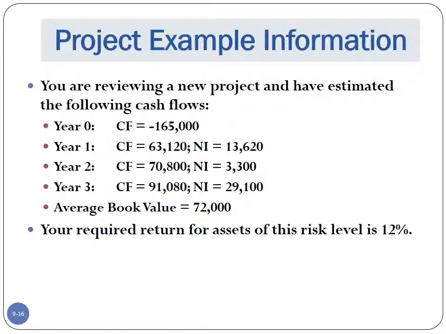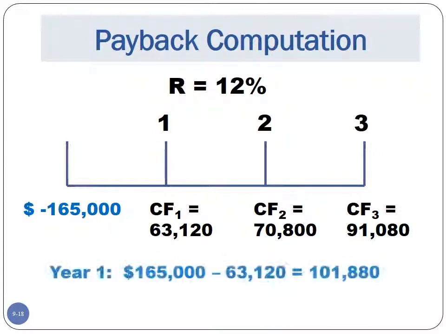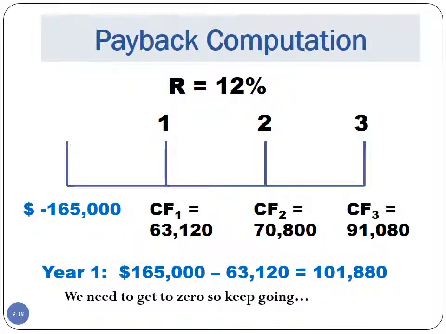Year 0 negative cash flow. Year 1, the net income again 13,620. Year 2 net income 3,300. Year 3 net income 29,100. Average book value at the end of the project 72,000. So your required return for assets at this risk level is 12%. Question, because payback does not take into account the risk level.